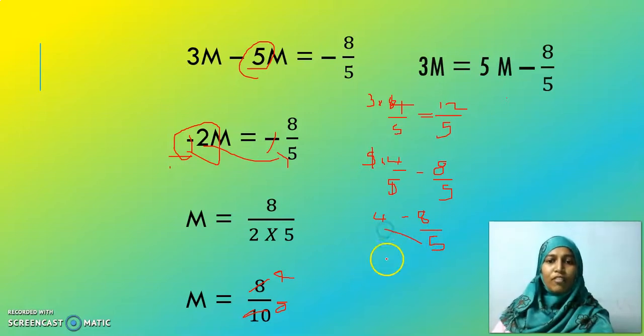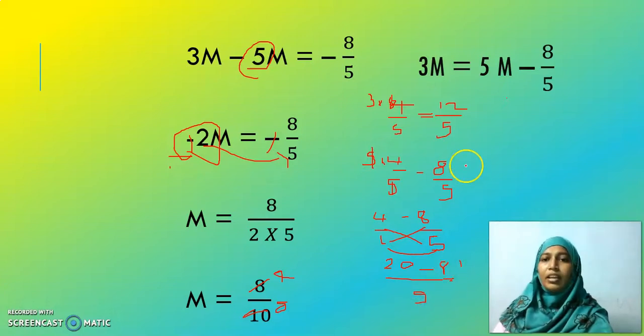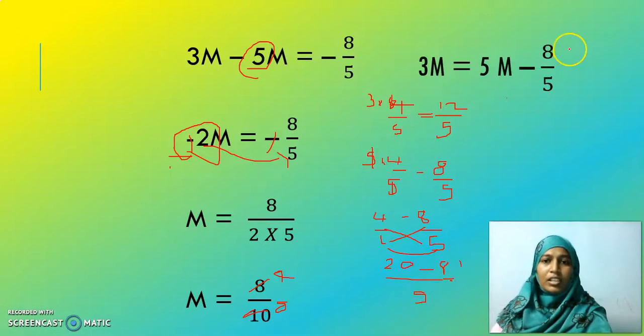So if I do, I will get 4 5s are 20. Here I have 1 in the denominator. So 1 8s are 8, minus 8 because I have the operation minus, divided by 1 5s are 5. What is 20 minus 8? 12. 12 by 5. See, I got LHS also 12 by 5. So both the answers, LHS and RHS, are equal. Hence the solution 4 by 5 is the right answer.